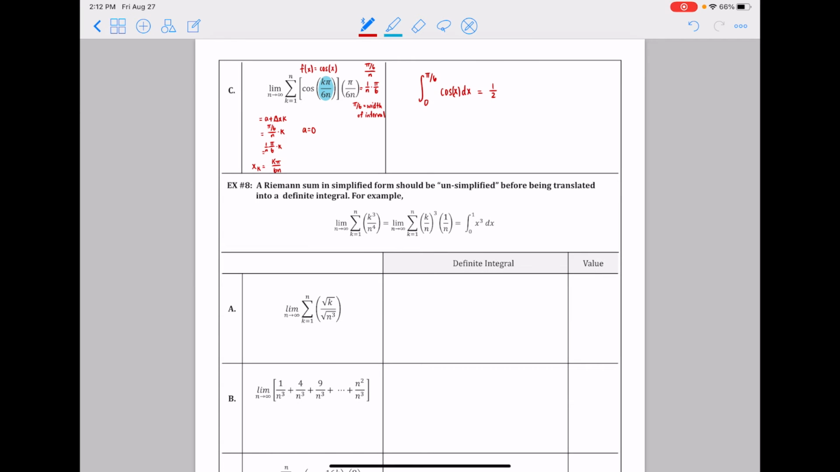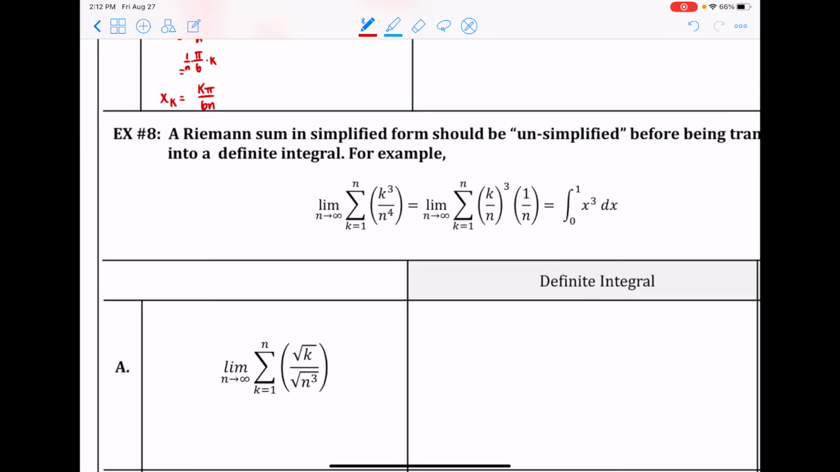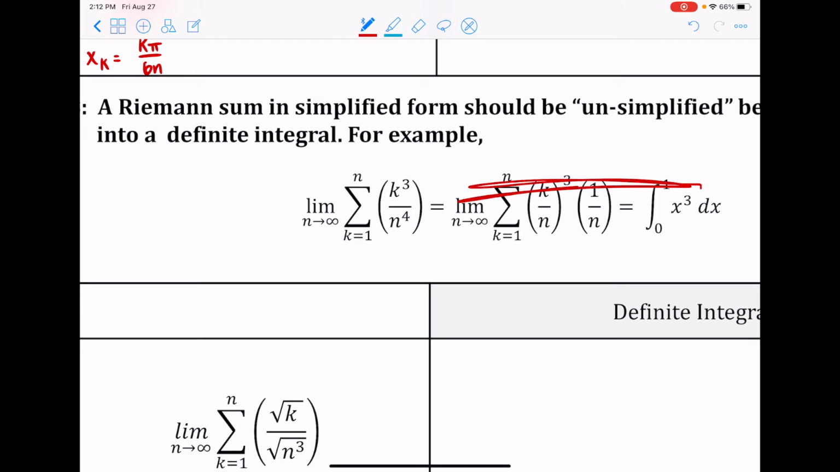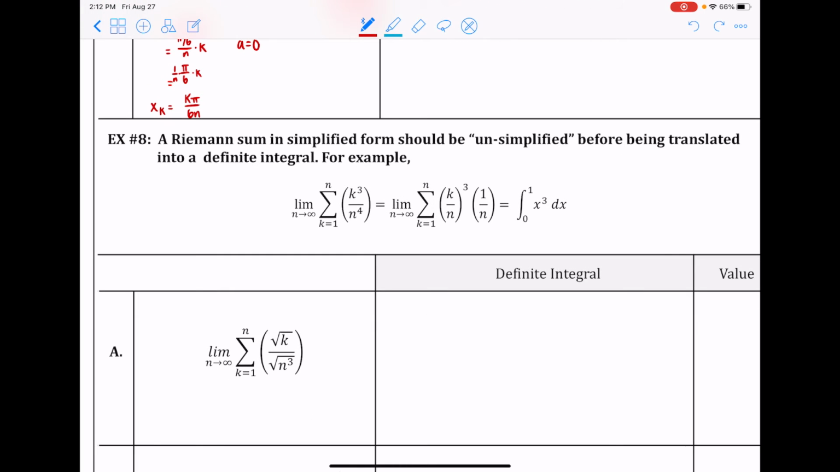All right, so you're going to run into some tricky ones. Don't look at this yet. But what if you came across this? What they're saying here for number 8 is that a Riemann sum in simplified form should be unsimplified before being translated into a definite integral. So you might have to do a little bit of algebraic gymnastics here to get this into a form that resembles the height times the width.